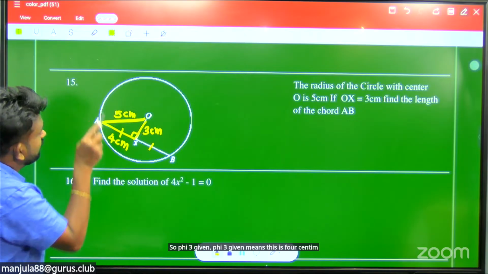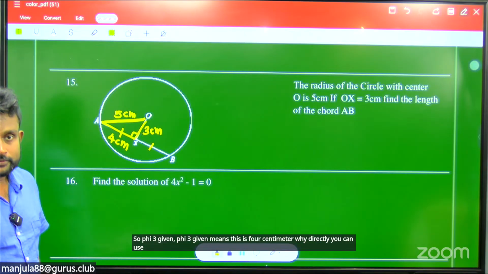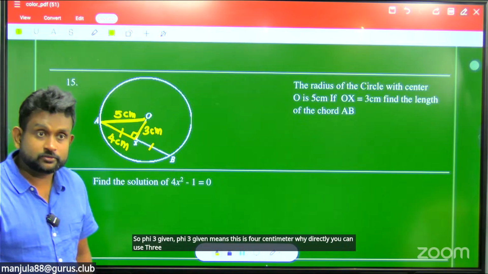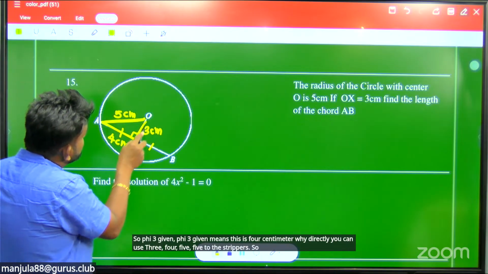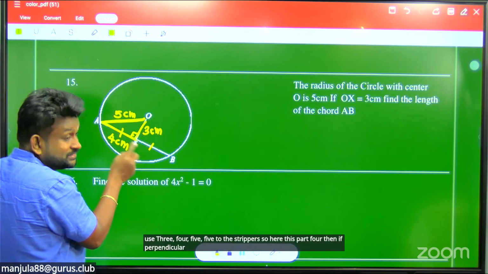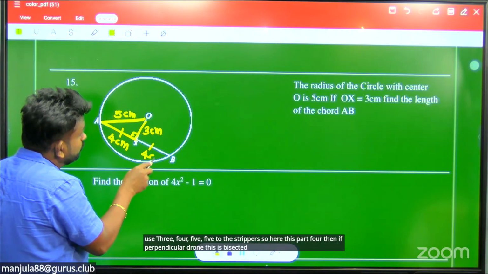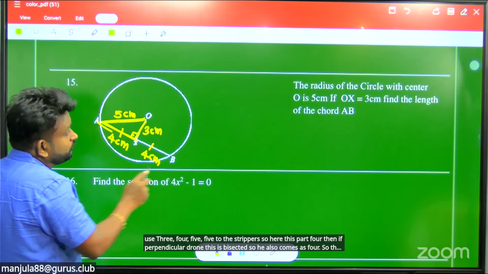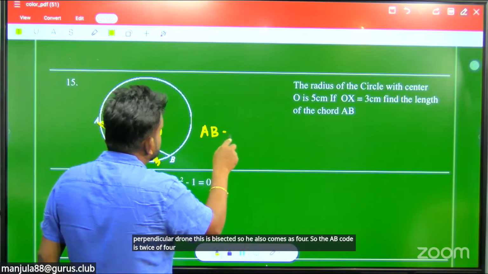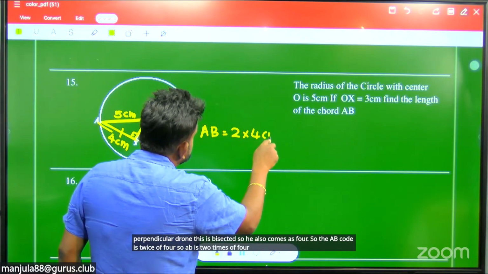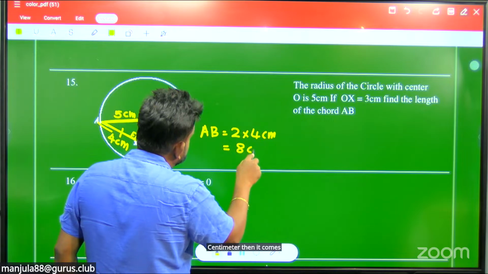Directly you can use the 3, 4, 5 Pythagoras triple. So this part is 4, then if perpendicular drawn, this is bisected, so here also comes as 4. So the AB chord is twice of 4. So AB is 2 times 4 centimeter, then it comes as 8 centimeters.